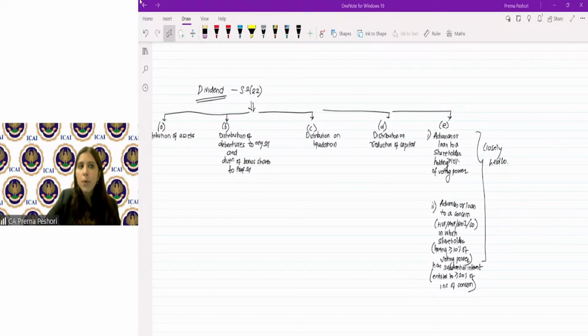It's unlisted or a private company, because widely held company means a company in which public is substantially interested, which is a government company or a listed company, and an unlisted company which is a private company which is not a subsidiary of a listed company, because a subsidiary of a listed company will also be a company in which public is substantially interested. So this is applicable only to a closely held company.